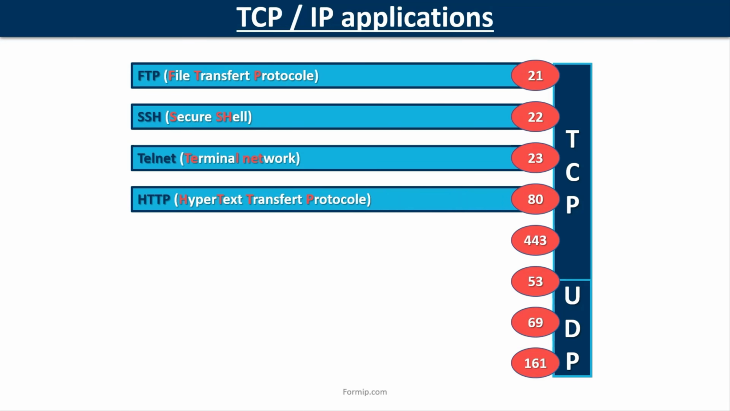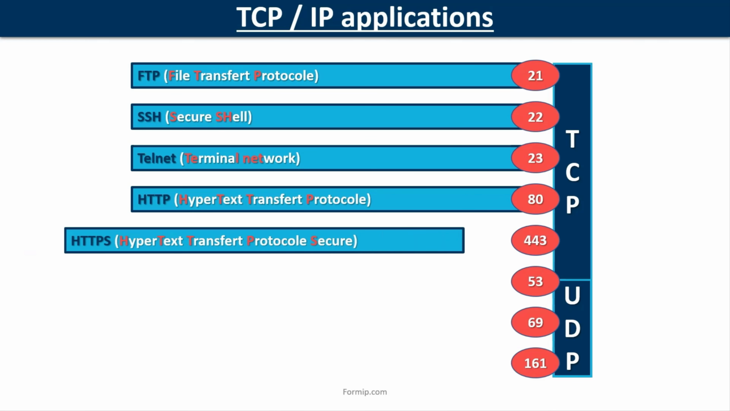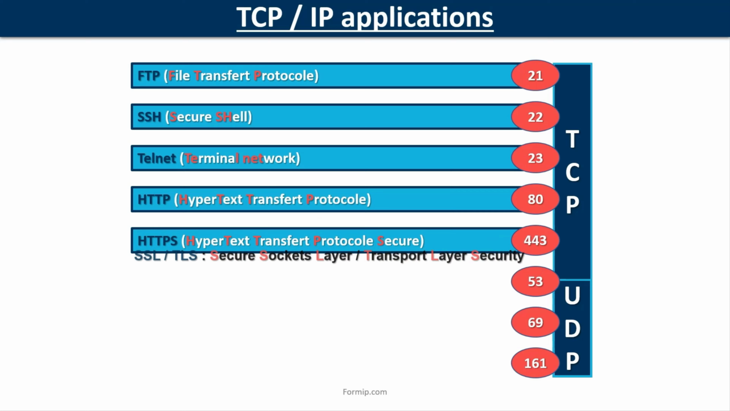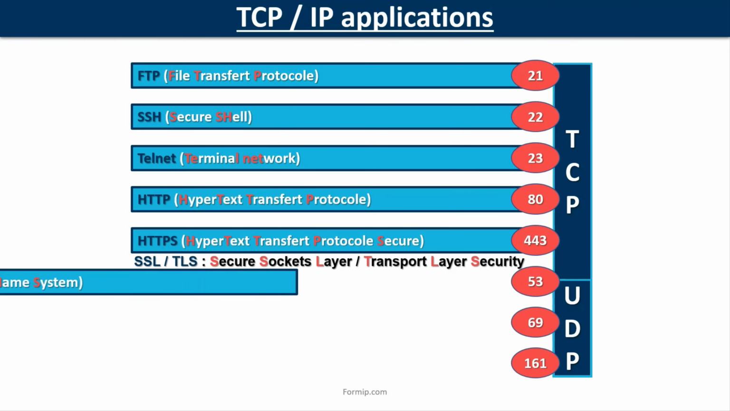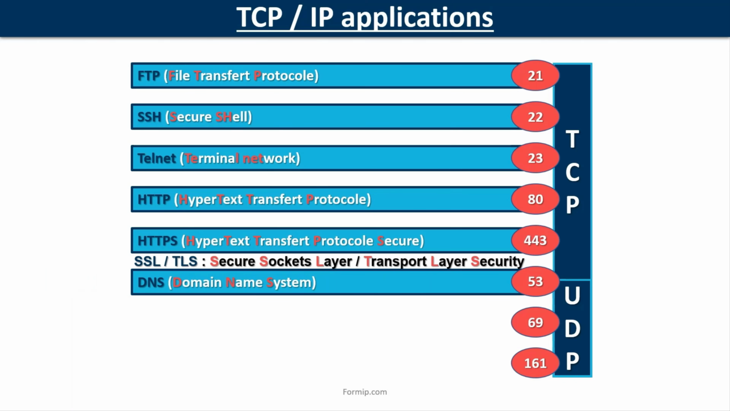HTTP, Hypertext Transfer Protocol, uses port 80. It's mainly used by web browsers. HTTPS, HTTP Secure, is on port 443. It combines HTTP with an encryption layer called TLS, Transport Layer Security. DNS, Domain Name System, uses port 53. It's used to resolve or convert internet names to IP addresses.